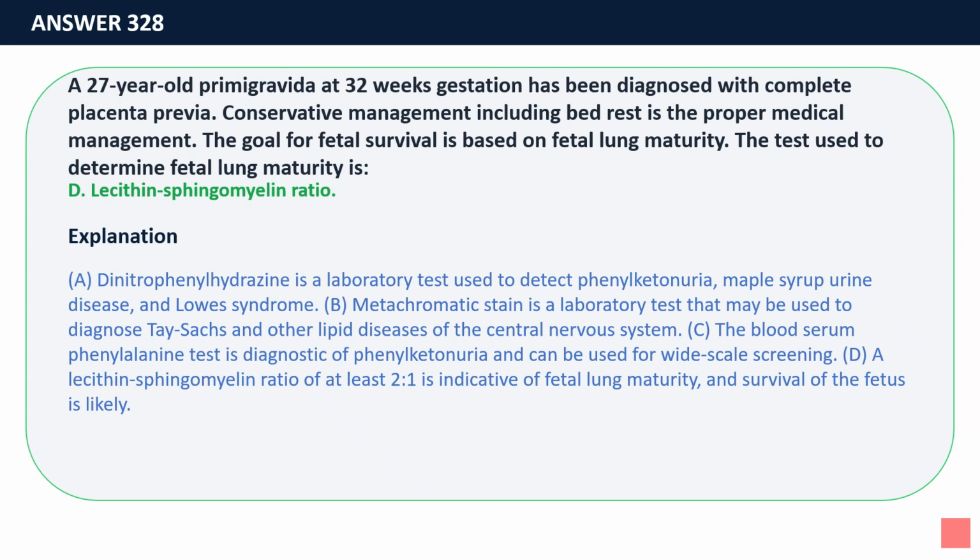Answer: D. Lecithin-sphingomyelin ratio. Explanation: A. Dinitrophenylhydrazine is a laboratory test used to detect phenylketonuria, maple syrup urine disease, and Lowe's syndrome. B. Metachromatic stain is a laboratory test that may be used to diagnose Tay-Sachs and other lipid diseases of the central nervous system. C. The blood serum phenylalanine test is diagnostic of phenylketonuria and can be used for wide-scale screening. D. A lecithin-sphingomyelin ratio of at least 2:1 is indicative of fetal lung maturity, and survival of the fetus is likely.